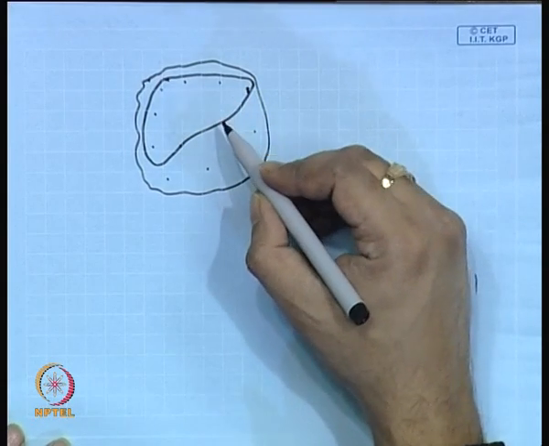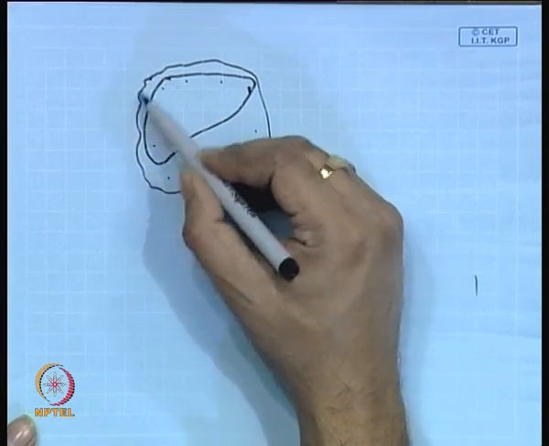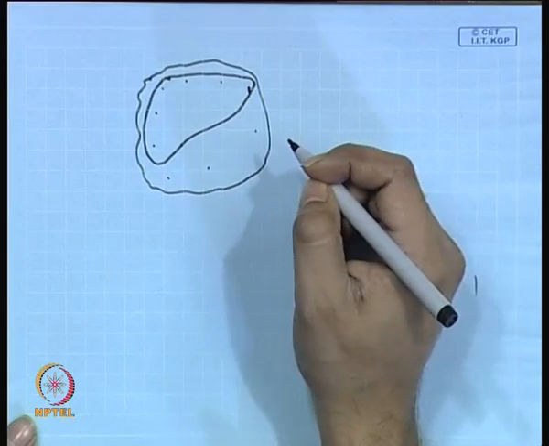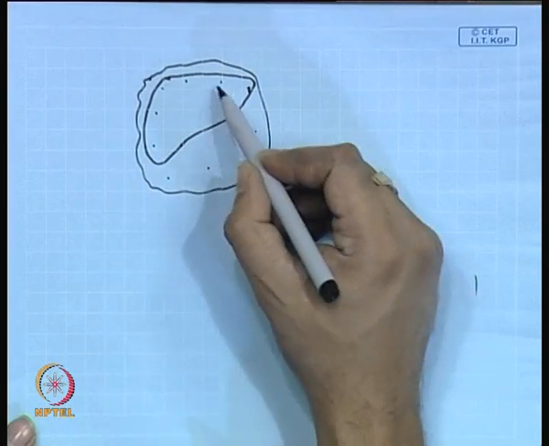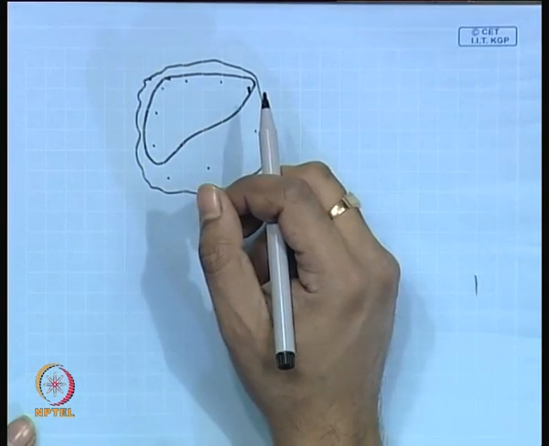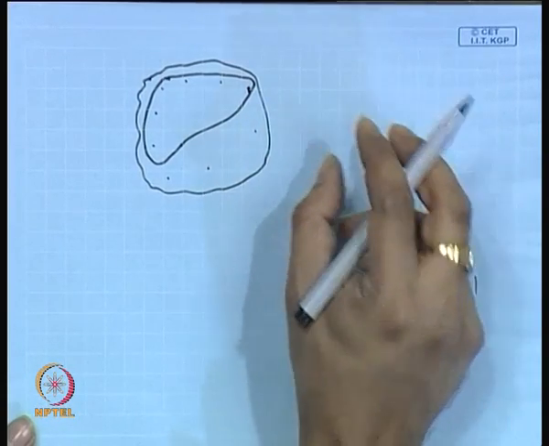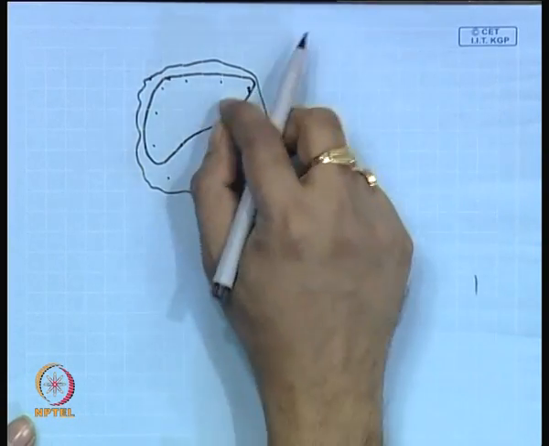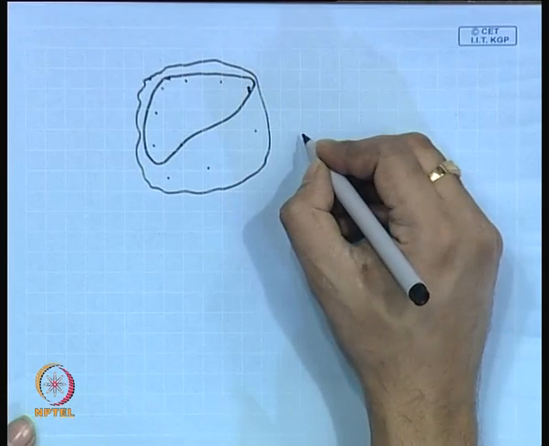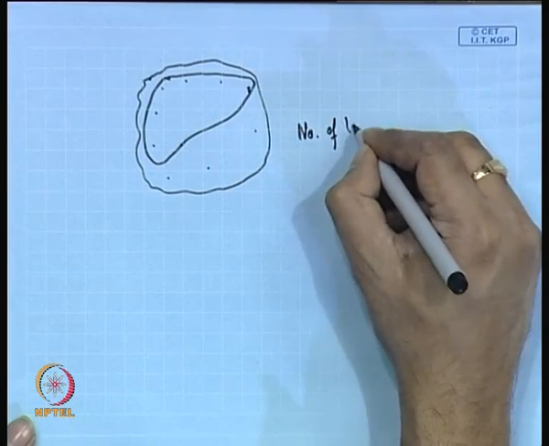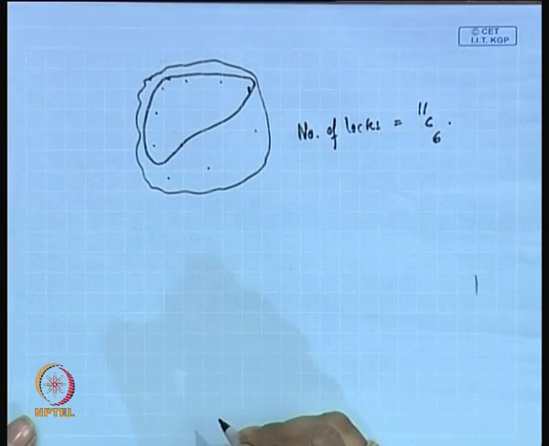If there are 11 people, a possible solution is as follows: you choose any 6 people, and for every chosen group of 6 people you keep a dedicated lock. So, the number of locks needed is the number of ways you can choose 6 from 11. Therefore, the number of locks is 11 choose 6.